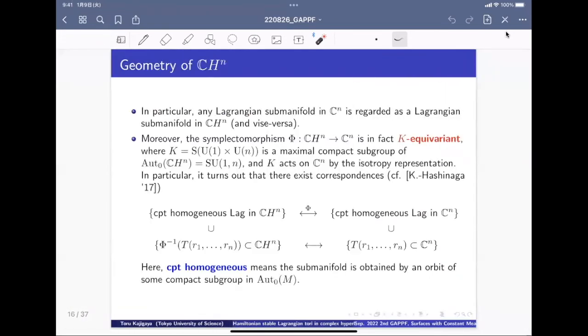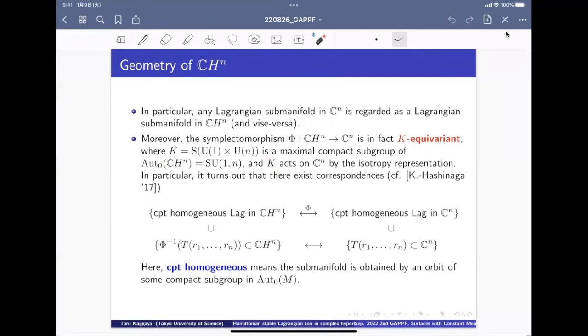Moreover, it is interesting that the symplectic diffeomorphism phi is in fact K-equivariant, where K is a maximal compact subgroup of the automorphism group of CH^n, and K naturally acts on CH^n, and it acts on C^n by the isotropy representation. More precisely, since K is regarded as an isotropy subgroup at the origin o, it acts on the tangent space at the origin, and we identify the tangent space with the complex Euclidean space.